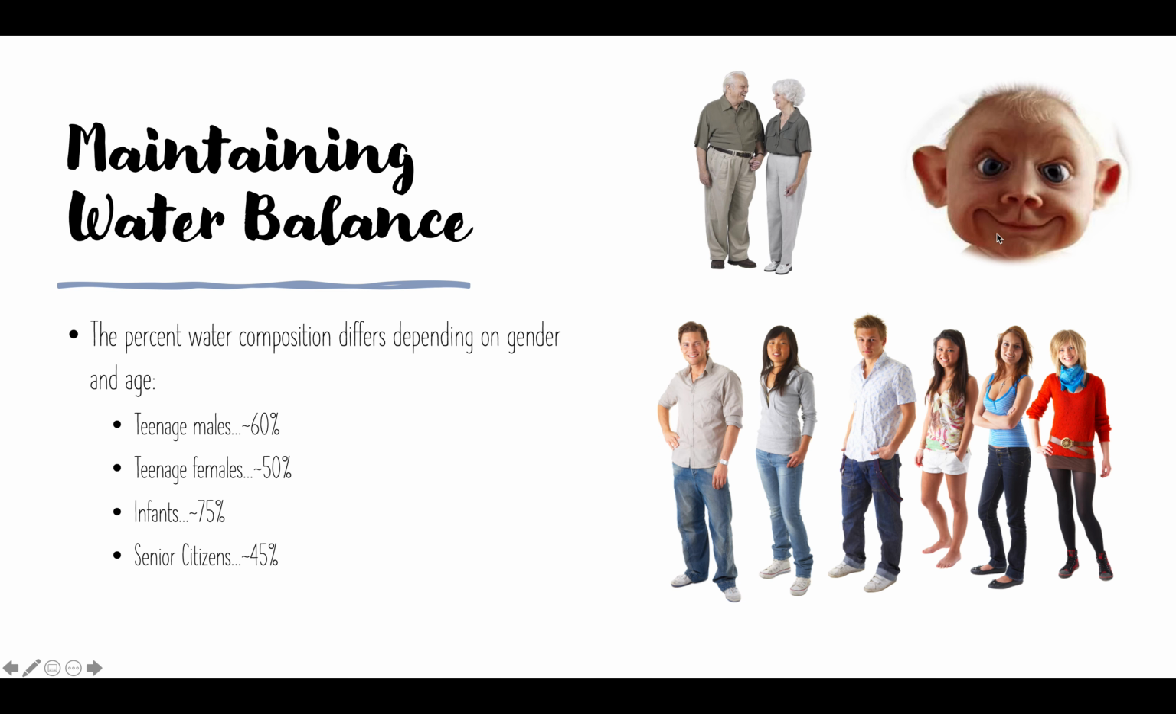Infants, because they're so small, and they have quite a bit of muscle and stuff compared to their body size, have a lot of water mass. Senior citizens, on the other hand, because their muscles start to break down as they get older, right? Their muscles start to atrophy because they use them less, have a much smaller water composition.